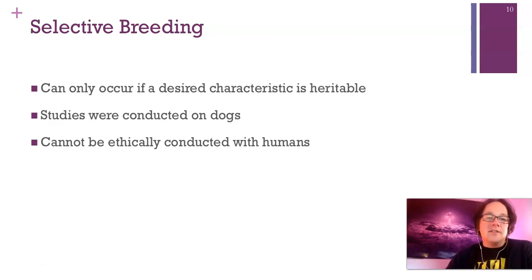The problem, of course, is I'm talking about dogs. Just because we're able to use selective breeding to produce these types of desirable traits in dogs doesn't mean that we can do this in humans, particularly when we're talking about personality traits. Human personality is way too complicated, way more complicated than, say, dogs' personality.